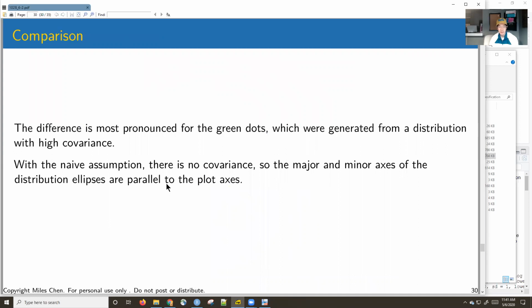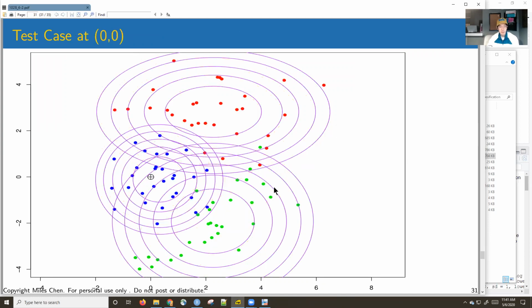Okay, so I think I've summarized this. With the naive assumption, there's no covariance, so the major and minor axes of the distribution ellipses are parallel to the plot axes. Here we're going to put a test case right here at 0, 0. And again, these are the estimated distributions under the naive assumption. So what is the probability that the observation belongs to class A, B, or C if our test case is 0, 0?